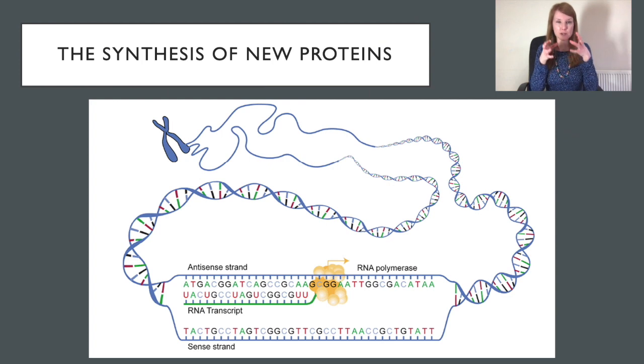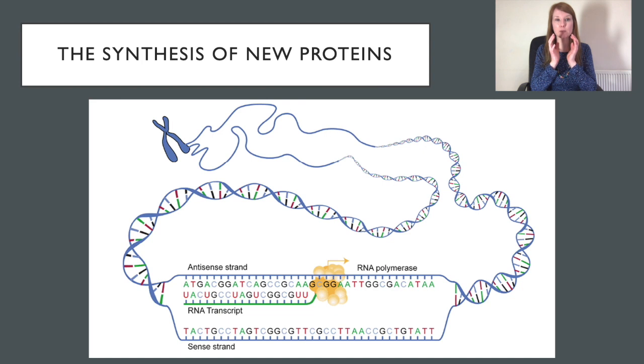So it will bind onto there and it will then unzip the DNA, and this is in a very localized region just specific for that gene. So it'll unzip the DNA, because obviously we know DNA is double-stranded, so it'll unzip it, as you can see here, and this will form a little bubble. So the RNA polymerase will then start to move along the antisense strand of DNA, and as it goes along, ribonucleotides will be added, and these will be complementary to this DNA strand that it is moving along.